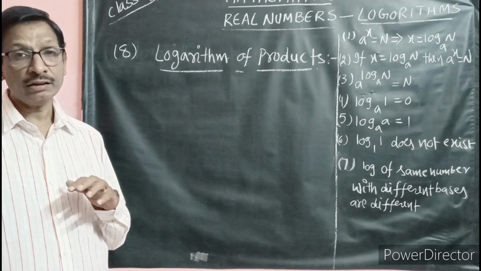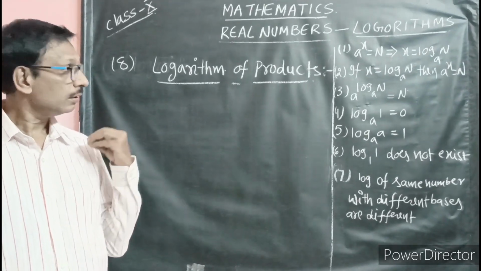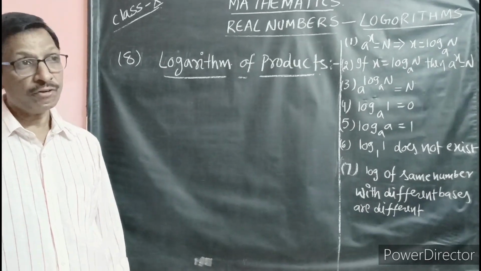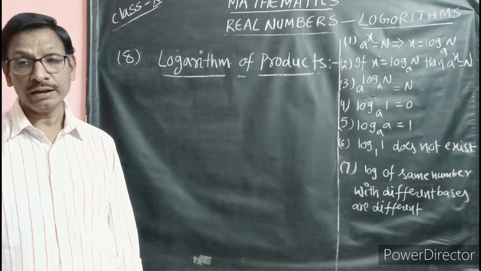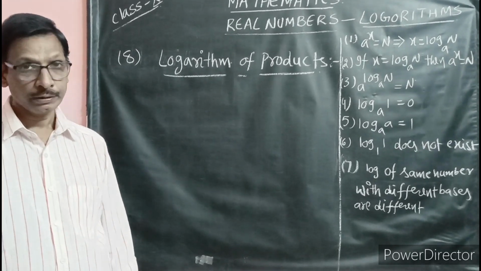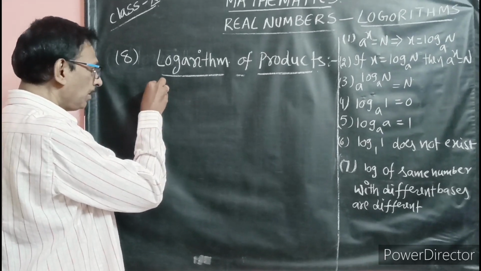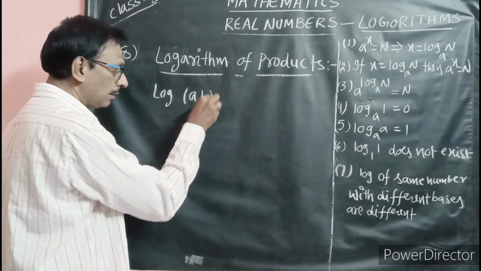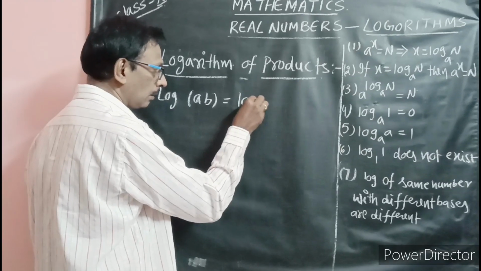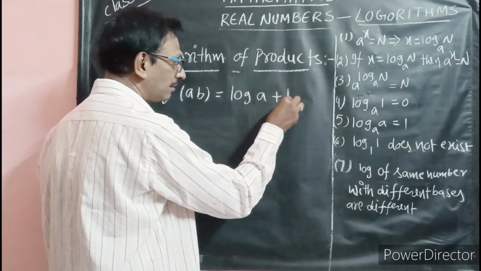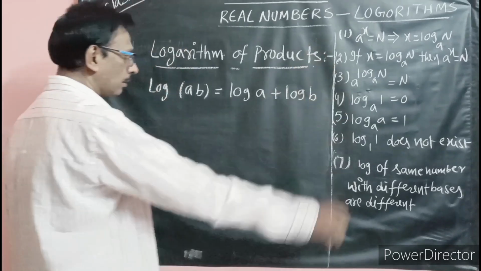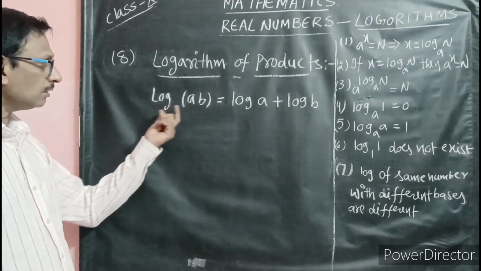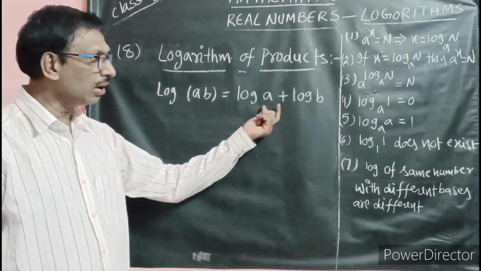Now what is the final solution for that logarithm of AB? That is in the form of logarithm of A plus logarithm of B. That means we are going to prove that log AB is equal to log A plus log B. Logarithm of products, A and B are two numbers. Logarithm of AB is always equal to log A plus log B.